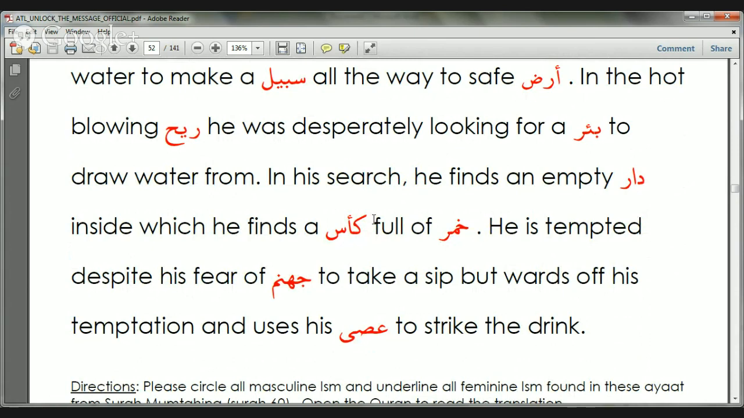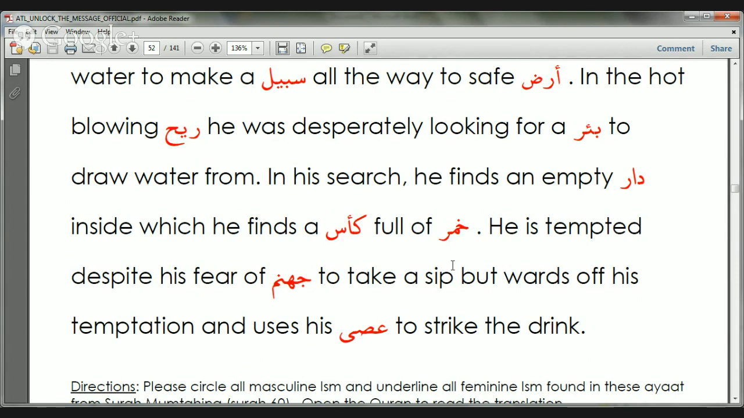Sa'irun or Jahimun, everything else is a description. So since this is a specific place, its flexibility is what? Partly flexible. Jahannamu. But despite his fear of Jahannam, to say, he is tempted, despite his fear of Jahannam, to take a sip, but wards off his temptation and uses his asa to strike the drink. His staff.